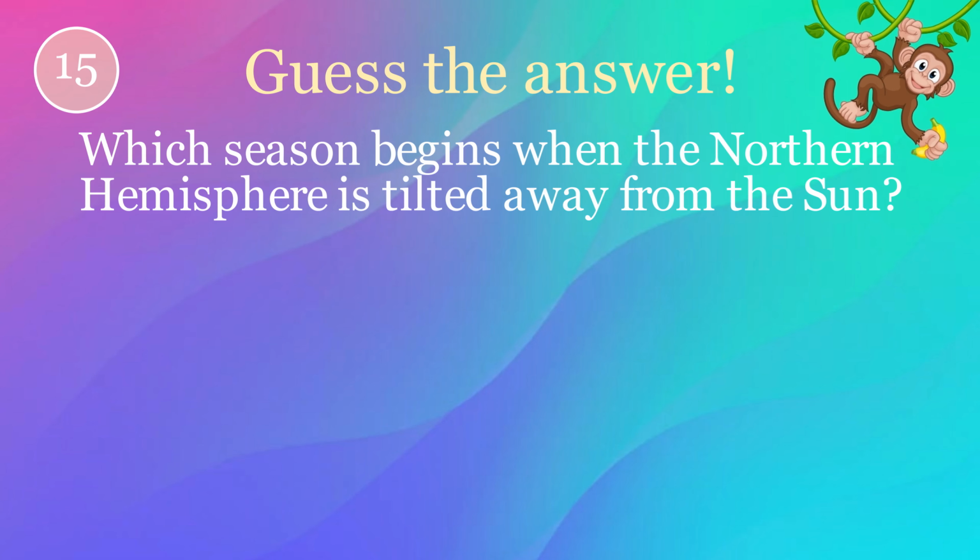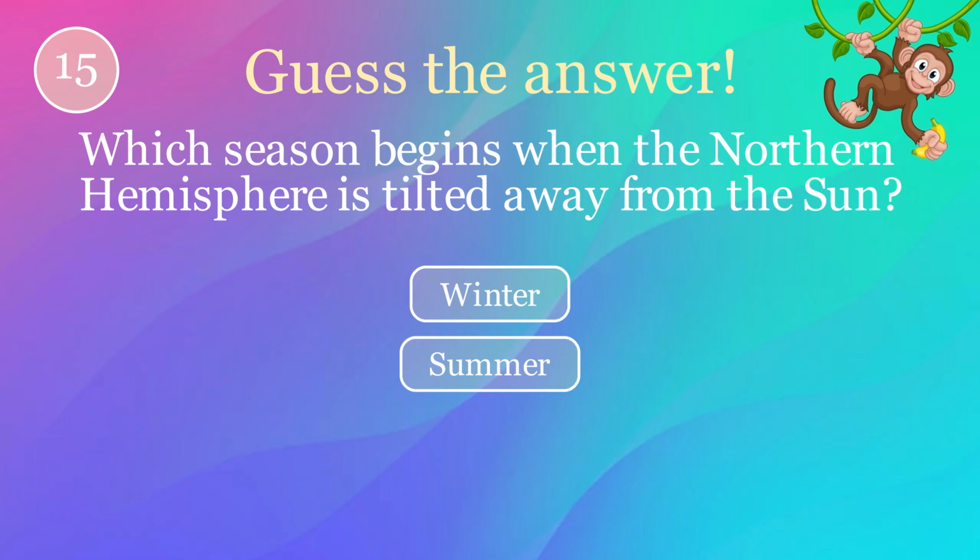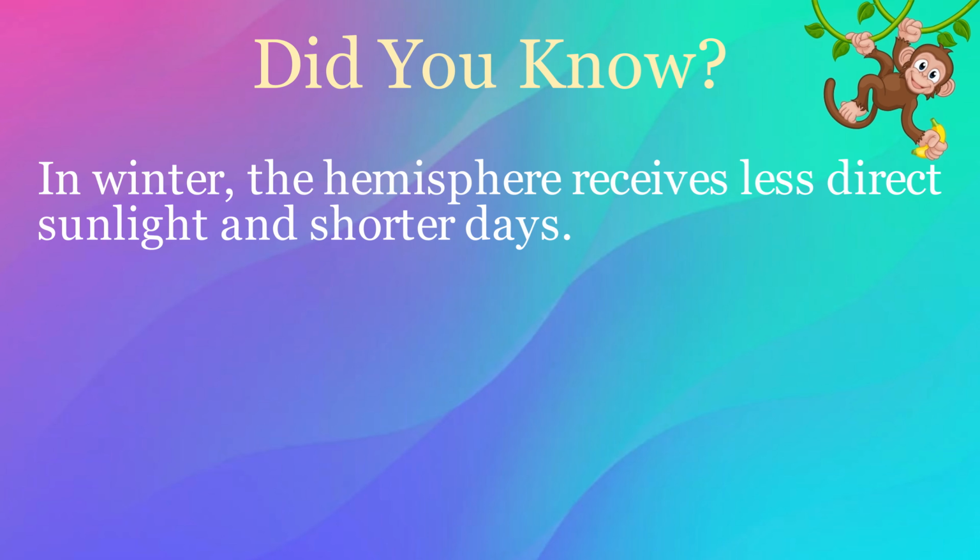Which season begins when the northern hemisphere is tilted away from the sun? Winter, summer, spring. The correct answer is winter. Here's an interesting fact: in winter, the hemisphere receives less direct sunlight in shorter days.